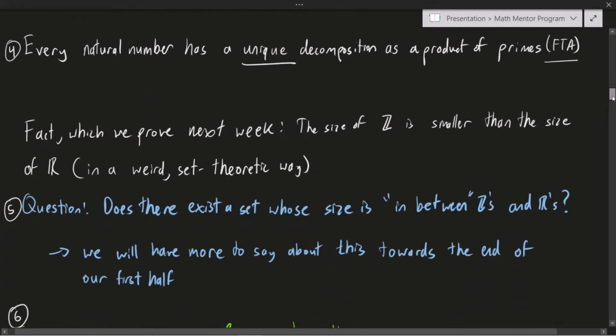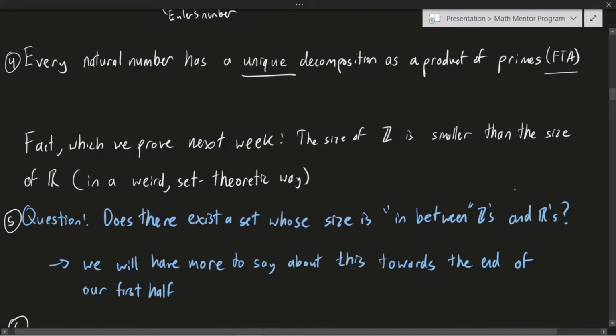So here are some other more complicated examples, and we will prove next week that the size of Z as a set is in some sense smaller than the size of R, the real numbers. And a question that sort of comes from this discussion is another existence question. Does there exist a set whose size is in between Z's and R's? So if we were to naively think about them as sets, we would say maybe this is Z, and we're going to learn that Z is smaller than R. And so the question is, is there maybe a set whose size is in between Z and R's?